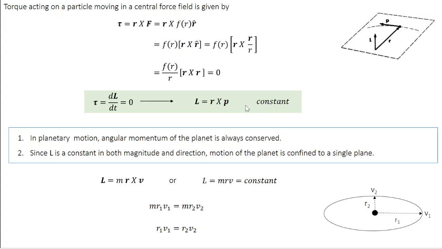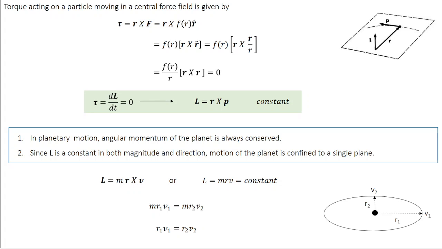So this is the first implication of motion in a central force field or a planetary motion. So in the case of planetary motion, the angular momentum of the planet is always conserved. This is the implication of motion in a central force field.